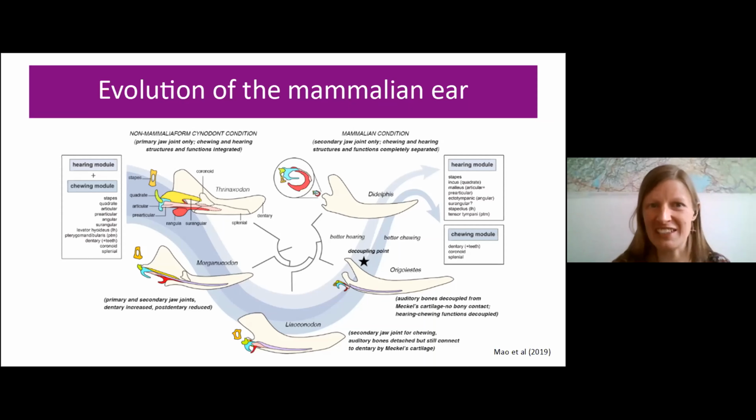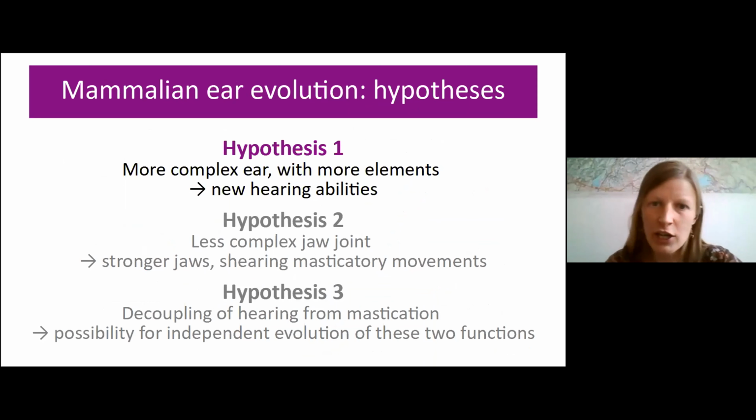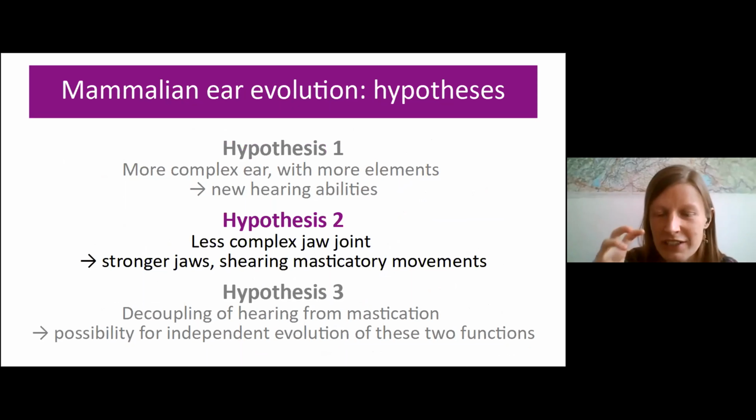And so how to explain this transition? There are several hypotheses that were proposed historically. The first hypothesis is that when you have more bones in the ear, you have a more complex ear with more elements, so you have new hearing abilities that can be developed, such as ultrasonic hearing, infrasonic hearing, or echolocation. A second hypothesis is that you have a selection on the jaw and the chewing module. When you have a less complex jaw joint in mammals, you can do other kinds of chewing movements. Especially you can do shearing masticatory movements, and you also have a stronger jaw. So this is the second hypothesis.